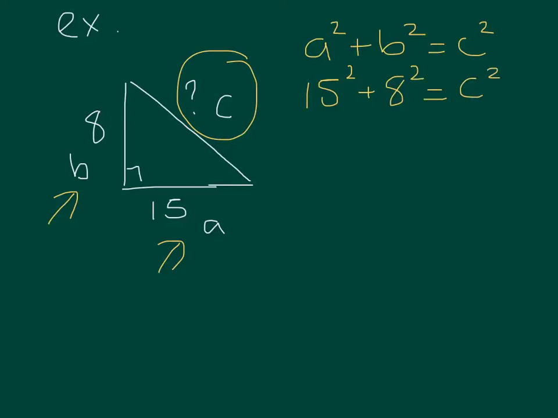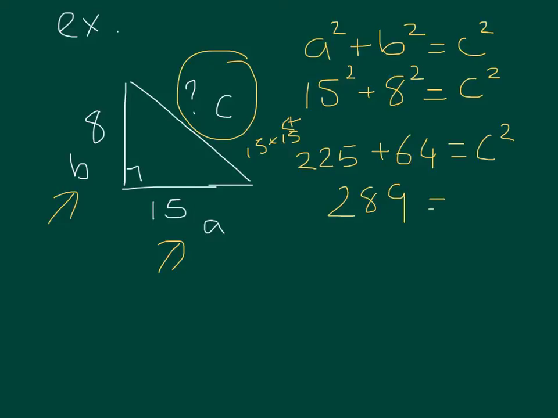And again, you would pop this into your calculator to see what the square value of 15 is. So it's 15 times 15. I'm just writing this out on the side so you can see what I'm doing. But you can easily pop it into your calculator, and you're going to get the value of 225 plus 8 squared, which is 64. And that will give you the value of c squared. So you add those two numbers up, and you get 289 equals c squared.